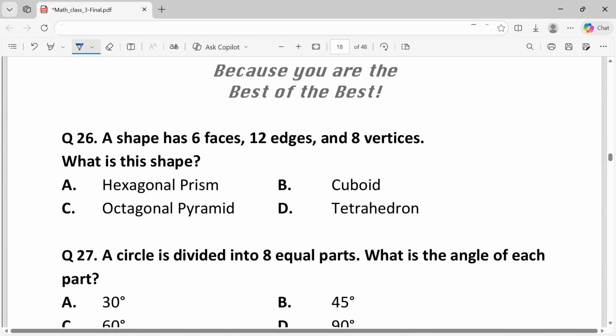Question 26. A shape has 6 faces, 12 edges and 8 vertices. The shape is option B, a cuboid. Both a cube and a cuboid have 6 faces, 12 edges and 8 vertices.